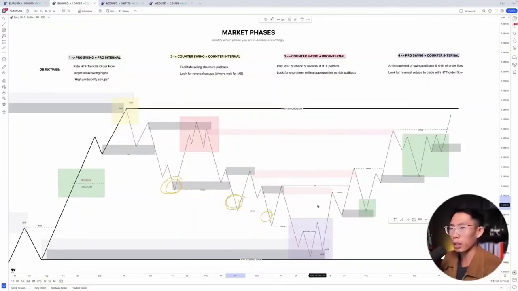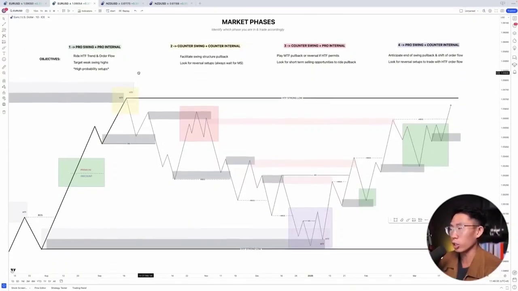And then some people try to enter for a sell right here, where price has already turned bullish. It's already aligned with the higher time frame order flow, and you're still trying to go against the trend, right? Go against the internal trend and the swing trend, which just doesn't make sense whatsoever. So yeah, now I'm just going to explain to you how these different market phases actually work.